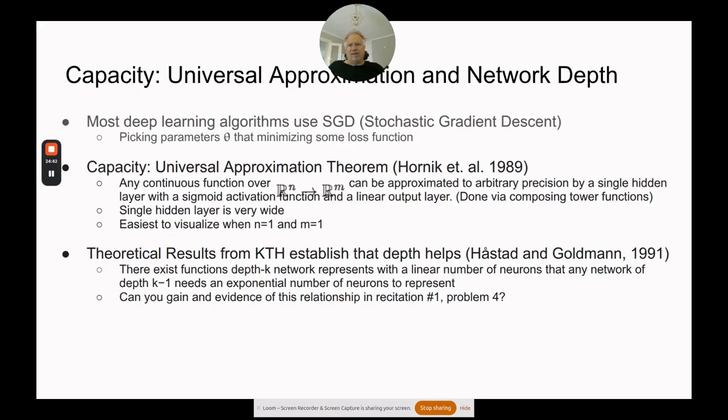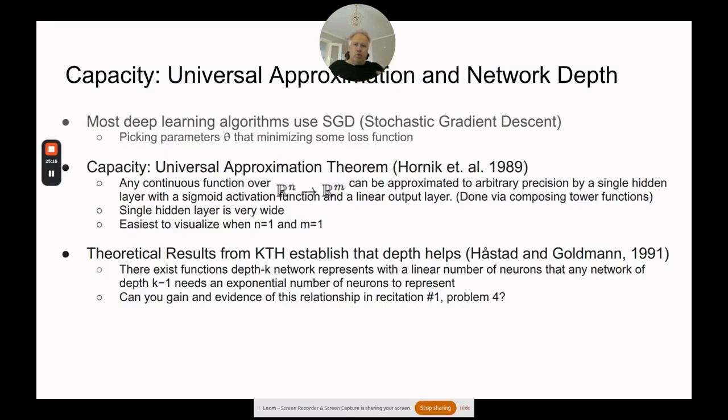One problem is that the architecture is a little bit clunky to deal with. It is a hyperparameter to decide that architecture, essentially. But of course, the major problem is that the hidden layer is way too wide. Now, an interesting theoretical result, and it actually comes from KTH, hurrah: Håstad and Goldmann did this in 91. What they show is that depth matters, that depth helps, that you get much more expressivity in what functions you can represent.